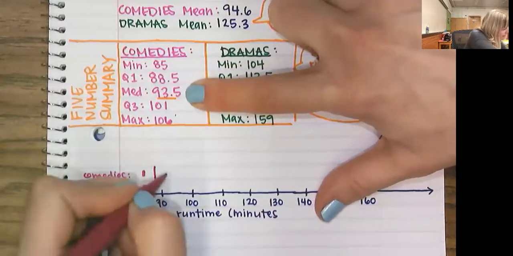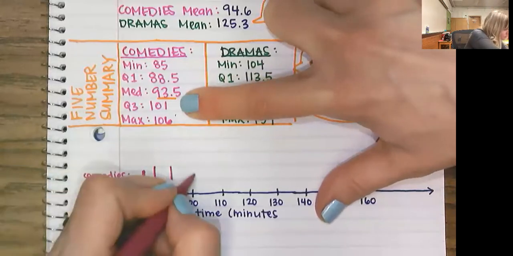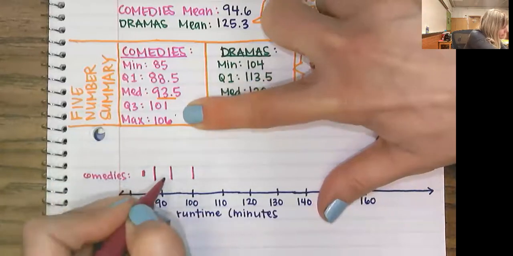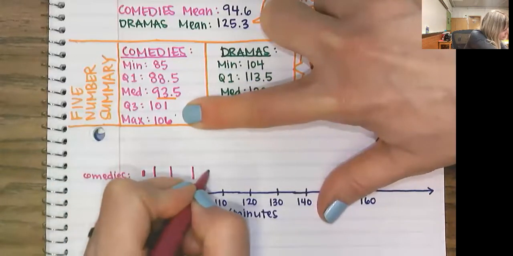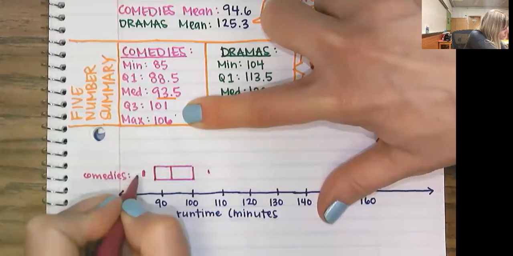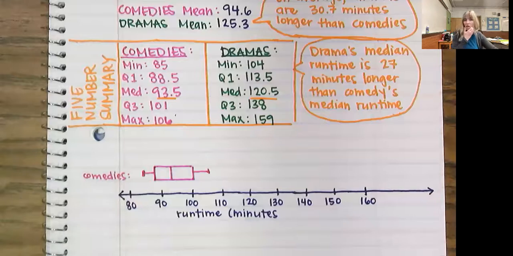The median is 93.5. So halfway would be 95, so 93.5 is about there. Q3 is 101, which is just barely past 100. And then the max is 106, about here. So this little box plot represents the runtime for comedies. Okay. Now let's look how that compares to the dramas visual.